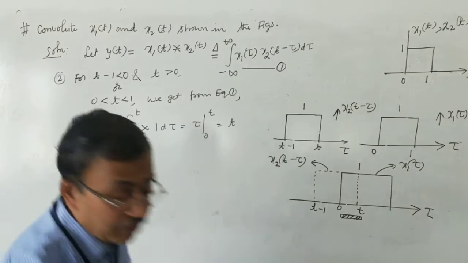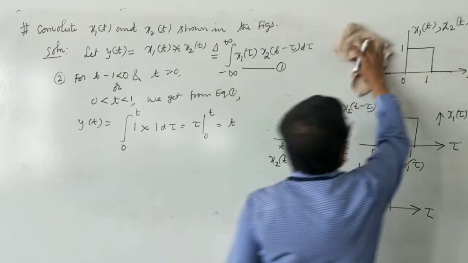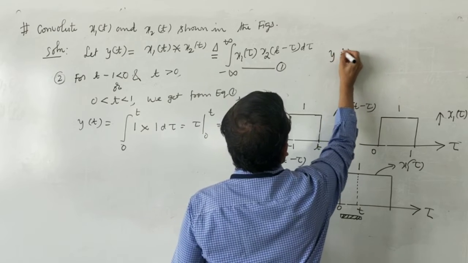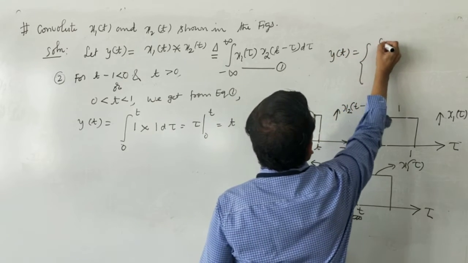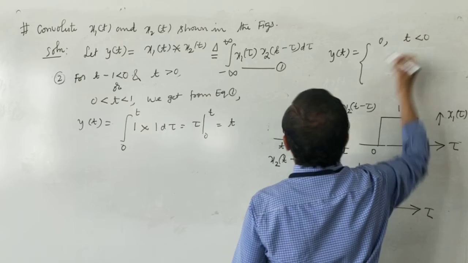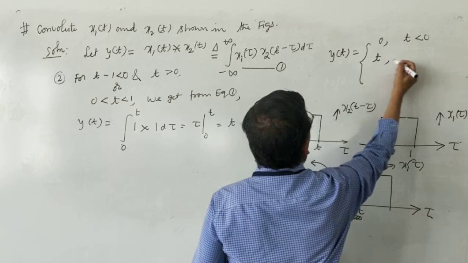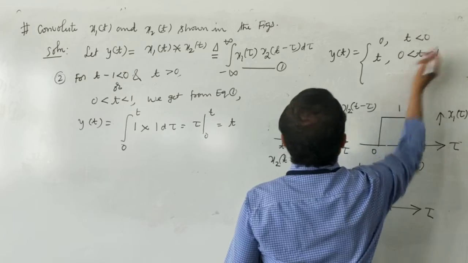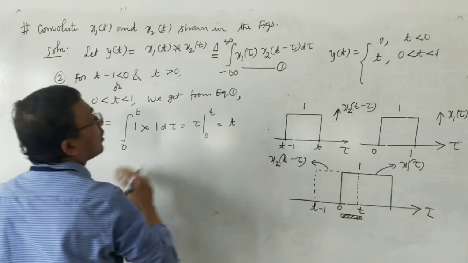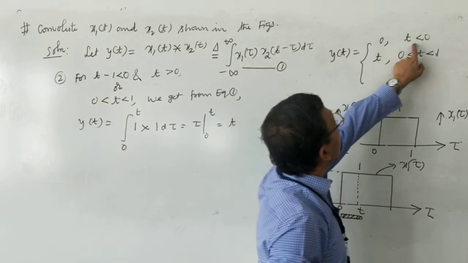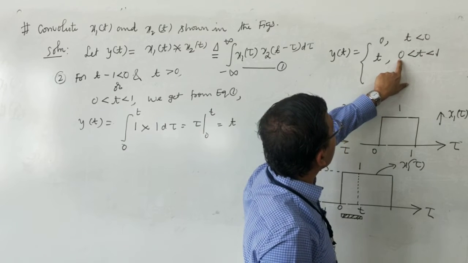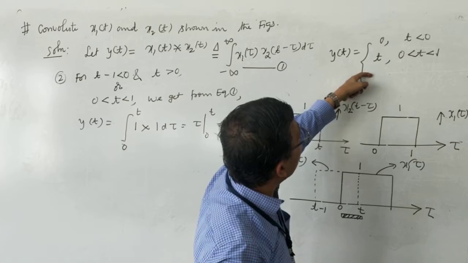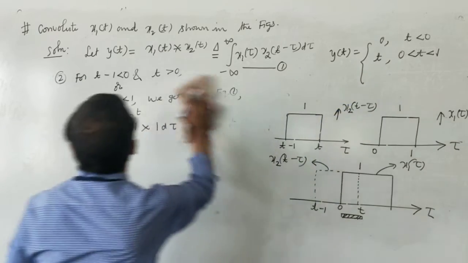I'll note down these answers for my reference over here. Y of t equals, as in the earlier case 1, 0 for t less than 0. This is t for t greater than 0 and less than 1. Please note here, the lower limit over here is nothing but the upper limit in this case. For the next case, what is the lower limit? 1. You can see that.